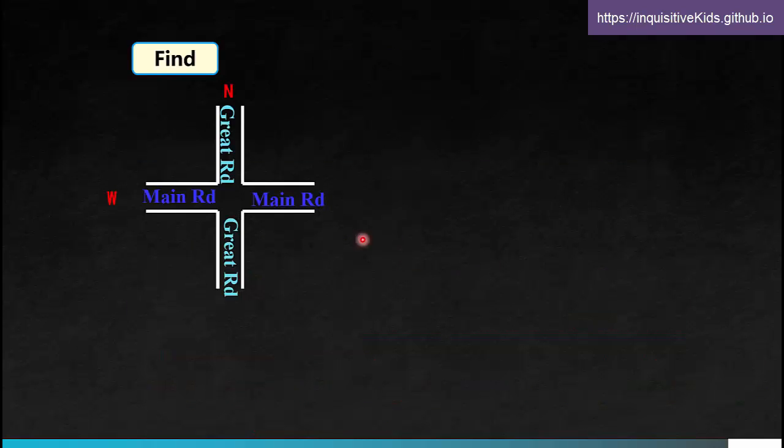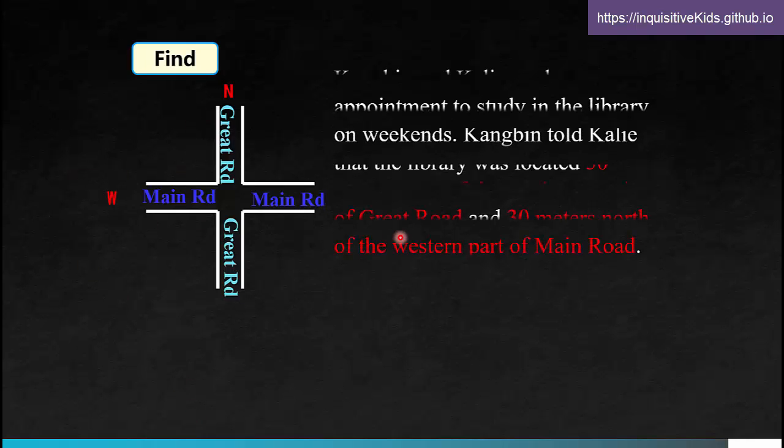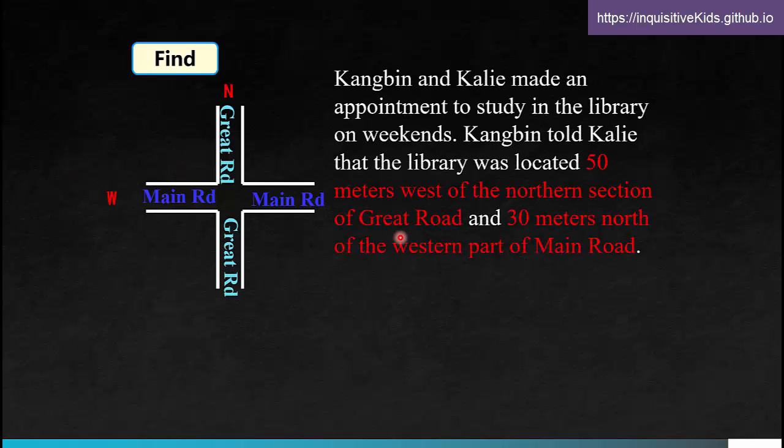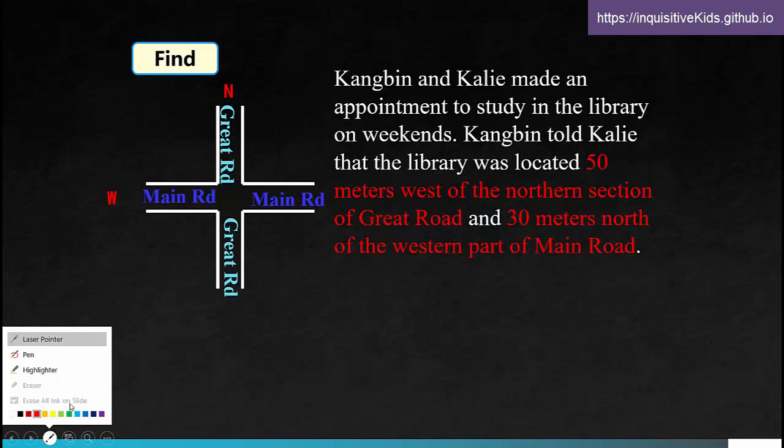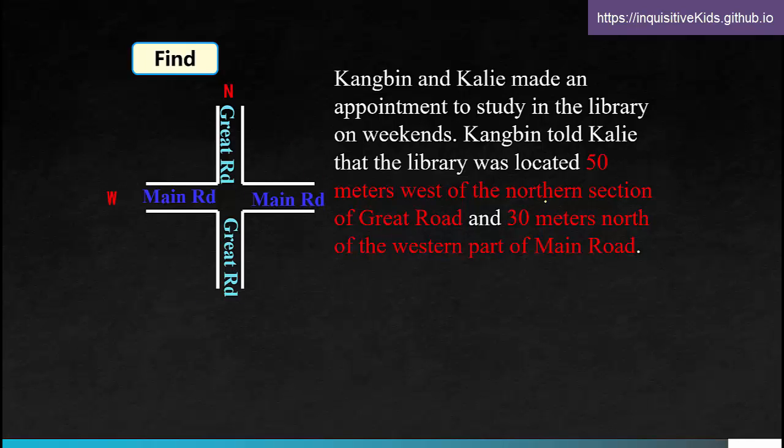Now, we have north and west, and we have Great Road and Main Road. Carmen and Kaylee made an appointment to study in the library on the weekend. Carmen told Kaylee that the library was located 50 meters west of the northern section of Great Road and 30 meters north of the western part of Main Road. So what it's saying is, where is the library? It's 50 meters west of the northern section of Great Road. We have the northern section here, so that would be this section.